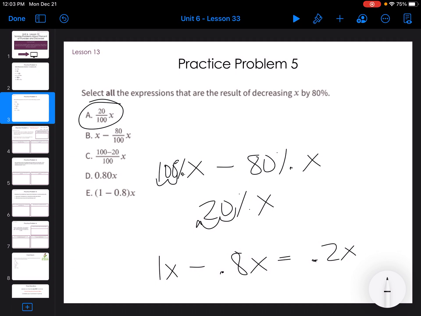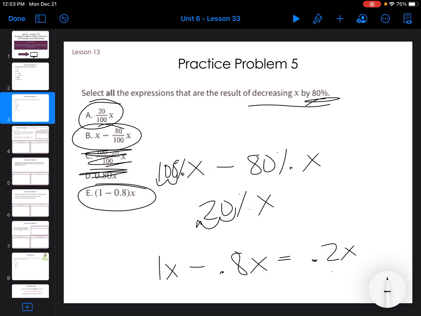X minus 80 over 100x, yep, that'll work because it's understood that it's the total amount. 100 minus 20, well, they're decreasing by 80, not by 20. 80x, no, because they want to know they're decreasing by 80%. 1 minus 8/10 is going to give me 2x, yep. So you should have had A, B, and E.